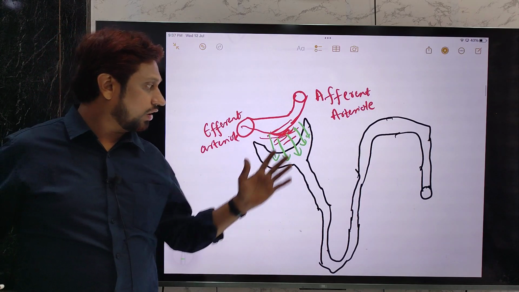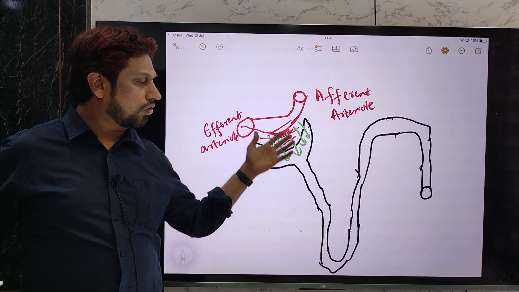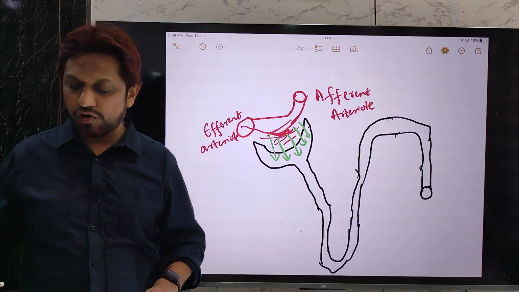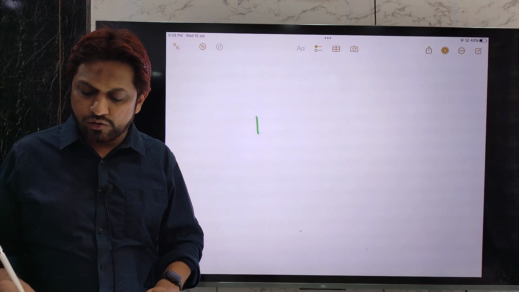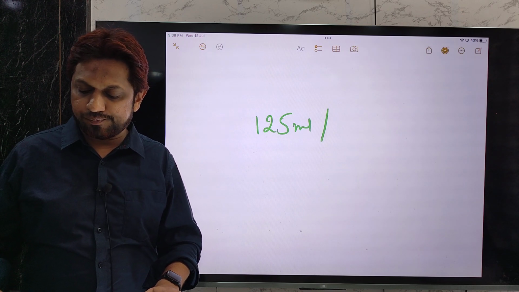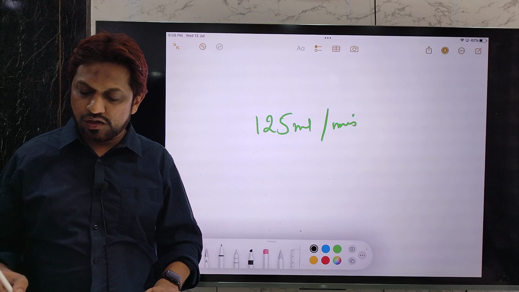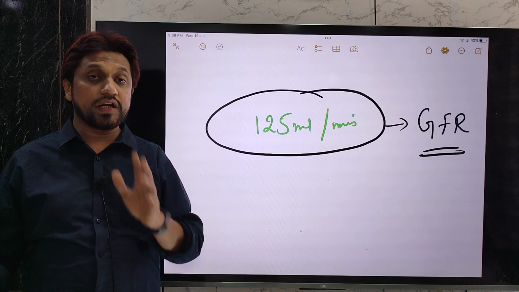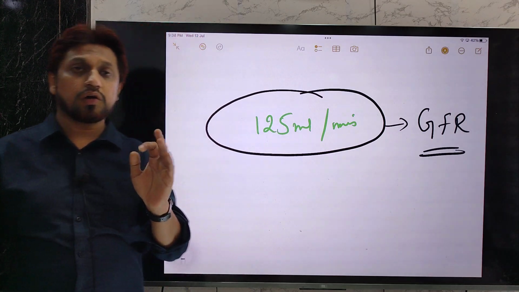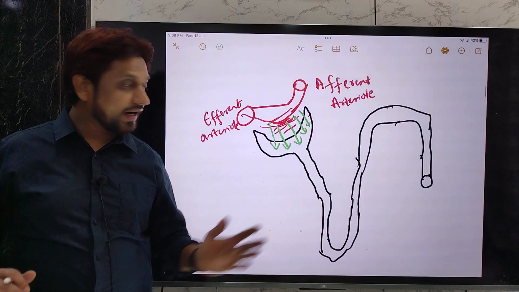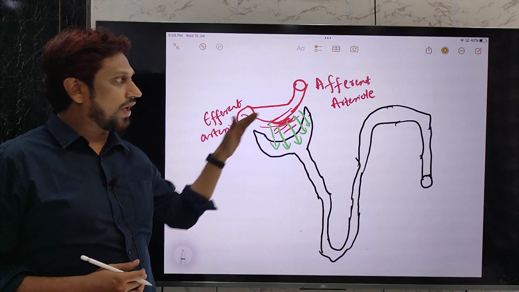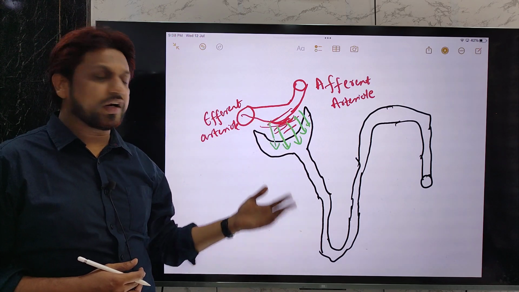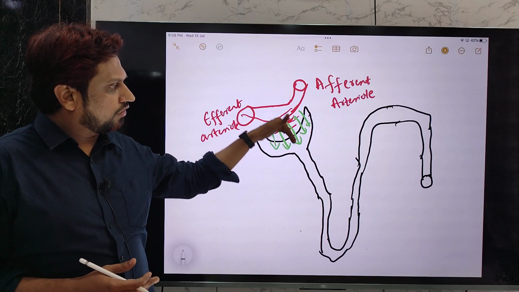What are the substances that are filtered? Sodium gets filtered, chloride, glucose, bicarbonate, even water gets filtered. How much filtration takes place normally? It is around 125 ml per minute, and this is known as the glomerular filtration rate. We are not going into detail about this, just know that the glomerular filtration rate is the filtration rate at the level of the glomerulus. The total plasma, the liquid part of the blood, gets filtered. Almost everything gets filtered except for the plasma proteins.